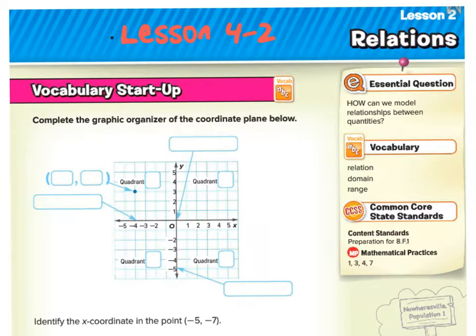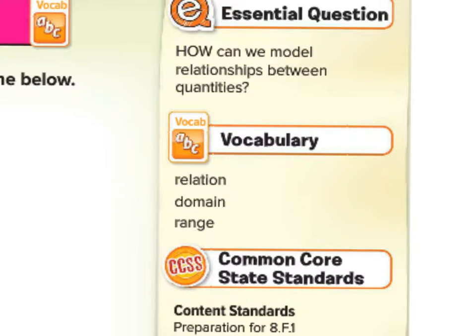Hello everyone, welcome to lesson 4-2, Relations. In this lesson, we will continue to address the question, how can we model relationships between quantities? And the words we will look at will be relation, domain, and range.